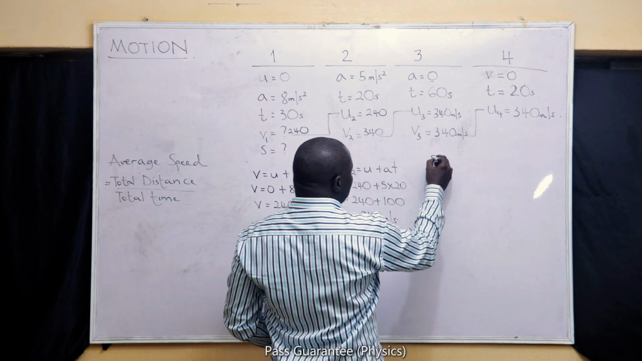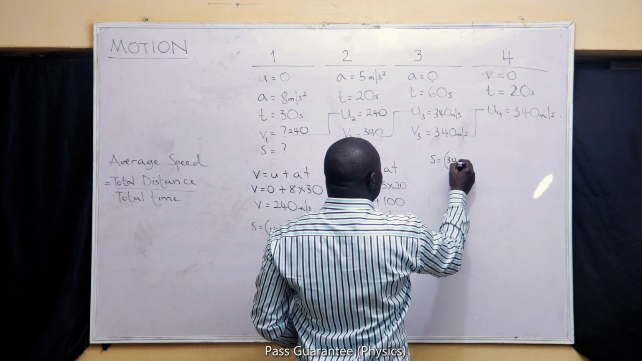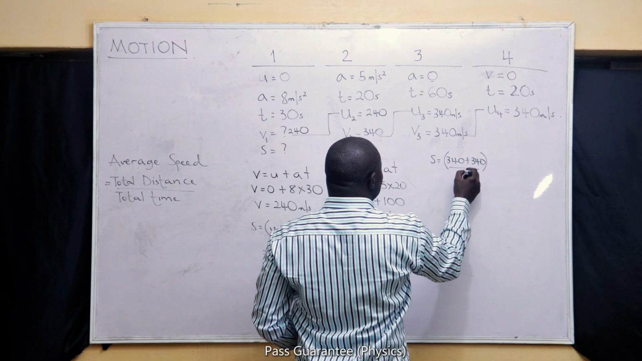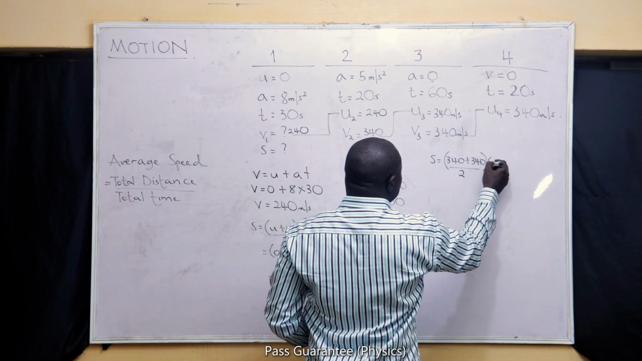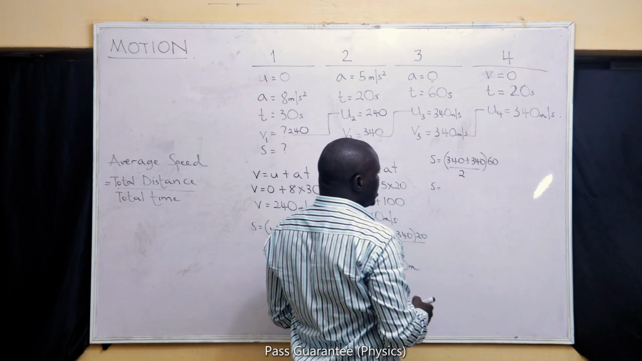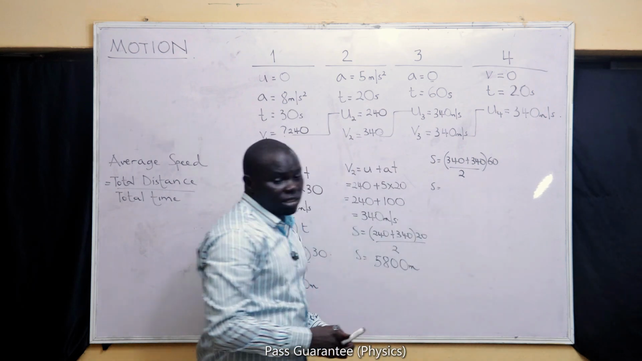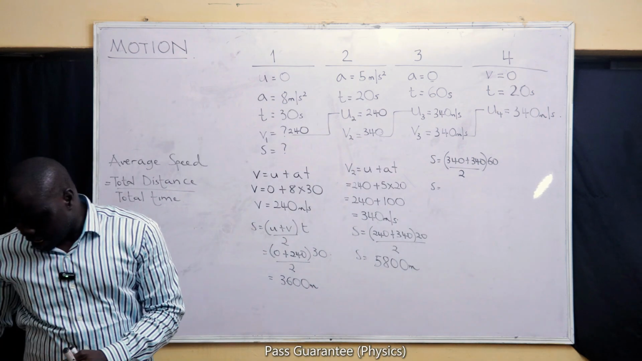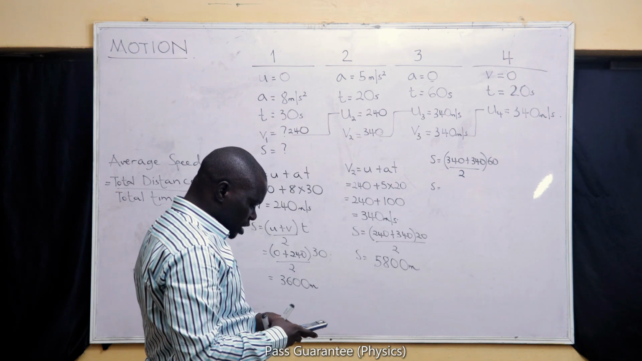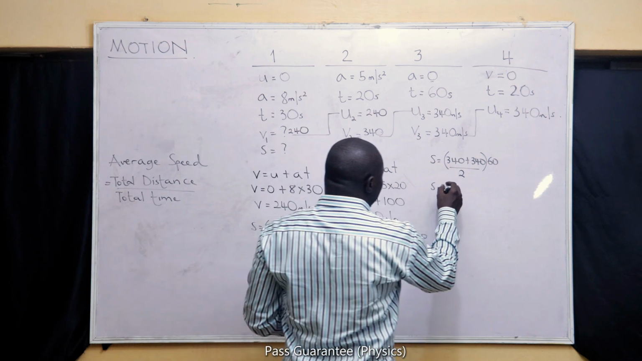Now I can continue with the distance of the third part. The distance of the third part must be equal to u plus v. U is 340. V is also 340. I'll divide that by 2 and multiply by 60. So 340 plus 340 should be 680. 680 divided by 2 should be 340. 340 times 60 should be 20,400 meters.